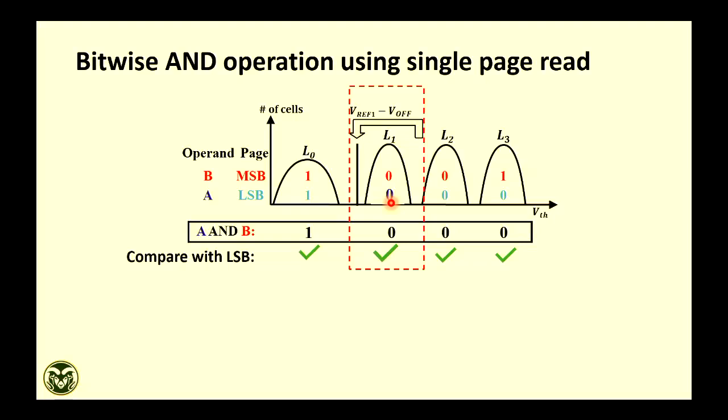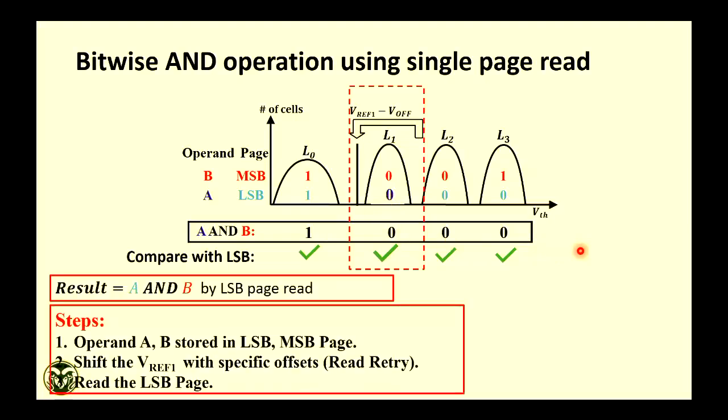If you do that, then you get results 1, 0, 0, 0 from the LSB page. So you have to read the LSB page with shifted read. That is the mechanism. Okay, so this is your result, A and B, and the result will come in the buffer. Your original data is not destroyed because this is a read operation. You're not changing the original content. If you want to get back your original content, you bring back your original reference and read that again.